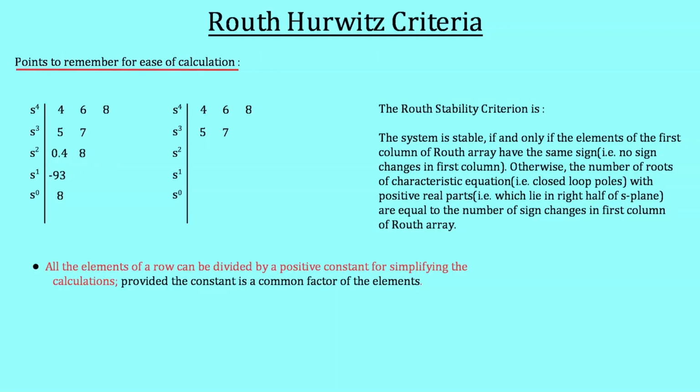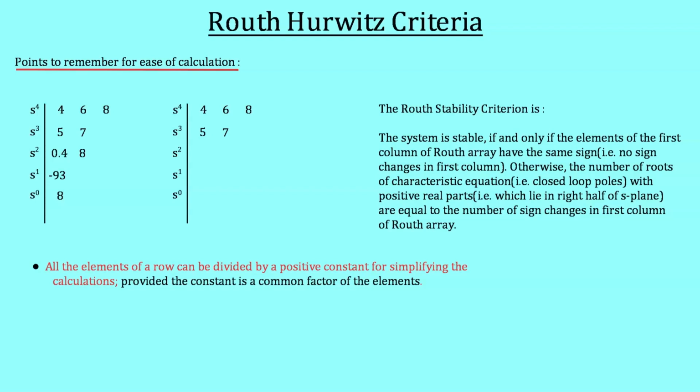Now there are 2 points which will help you in calculations for finding different elements of the Routh array. The first point is all the elements of a row can be divided by a positive constant for simplifying the calculations, provided the positive constant which you have taken is a common factor of the elements. Now let us see the previous question once again. The Routh table we have already formed, but we are going to solve it once again.